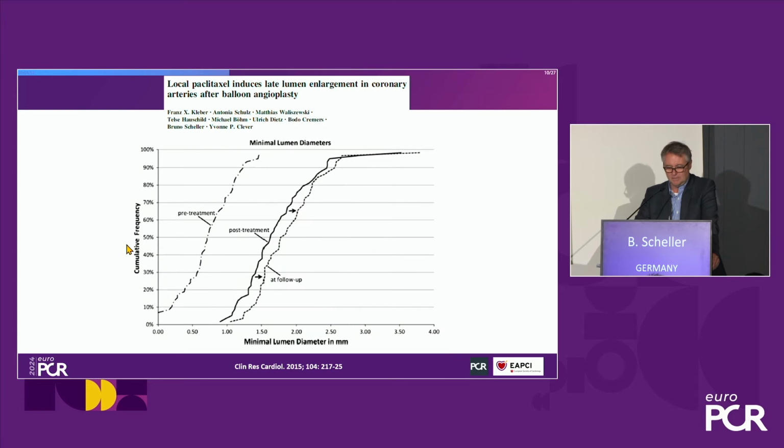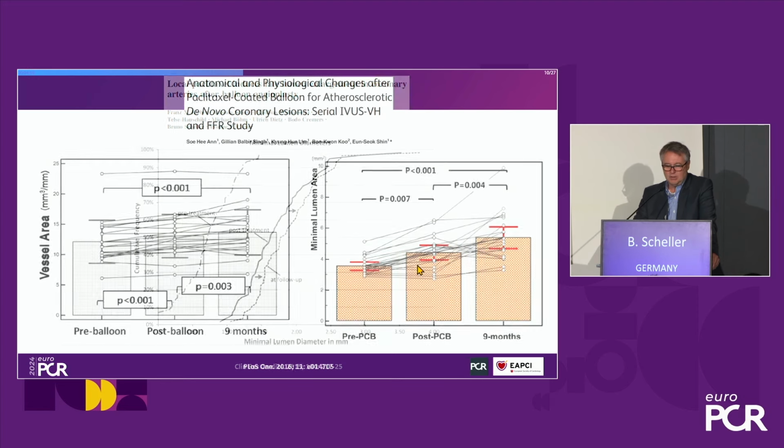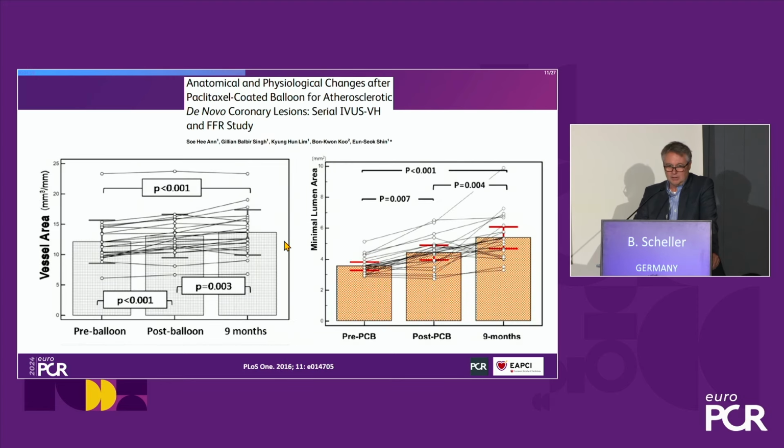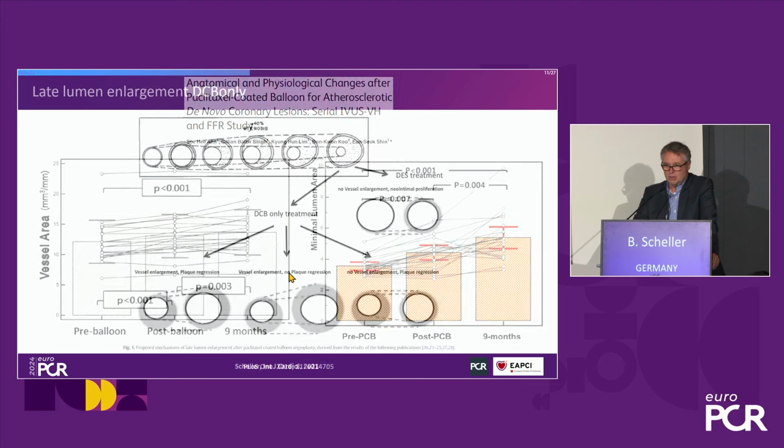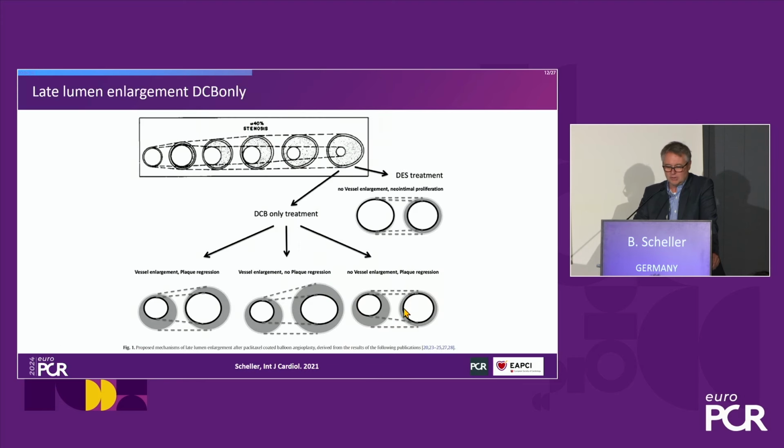That's very interesting. We see overall at 4 months a shift in the MLD distribution from the left to the right with paclitaxel-coated balloons, and this is unique for DCB treatment. You can see it with no other treatment modality. And the mechanism is mainly a growth in total vessel area, but also some regression of atherosclerosis, and this is the concept we are talking about at the moment.